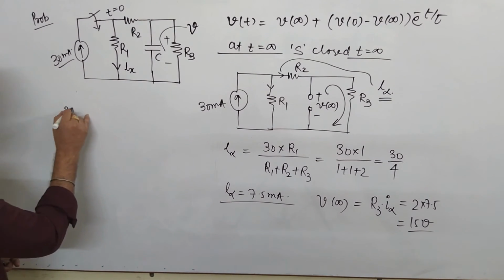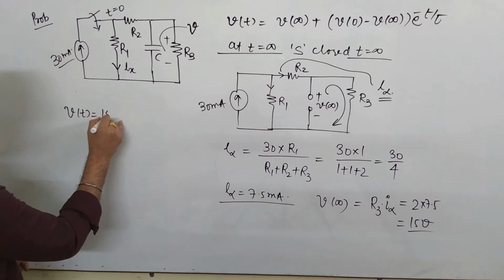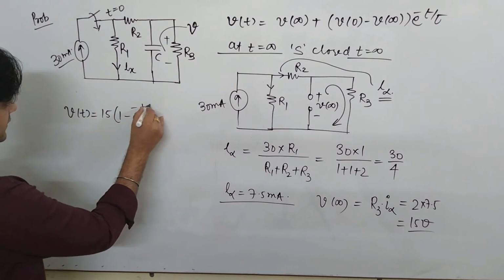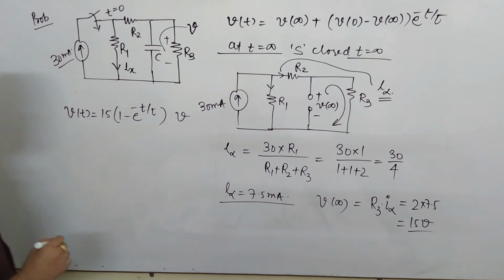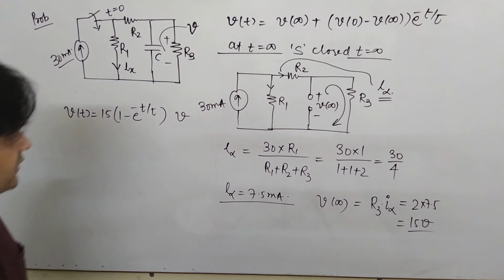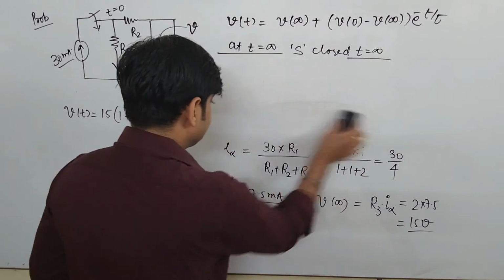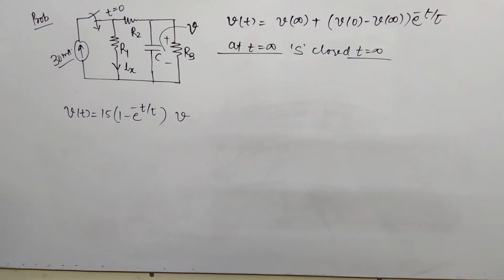The solution for Vt comes to be 15 into 1 minus e to the power minus t by tau. It is in volt, because V0 is 0. So this is simply your solution. Once you find the value, now we have to find the value of tau also. We'll see what tau is here.